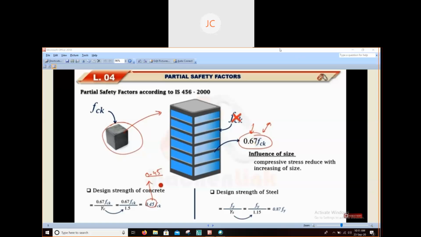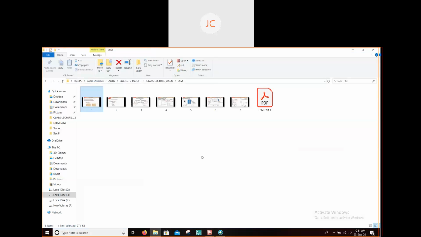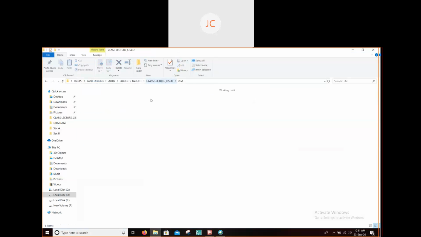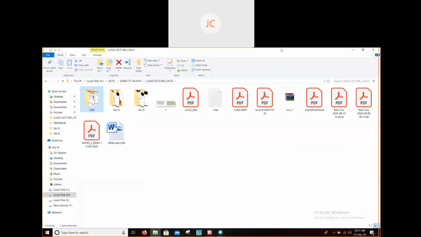I will show you in the IS code also. Let me open the IS code, IS 456.